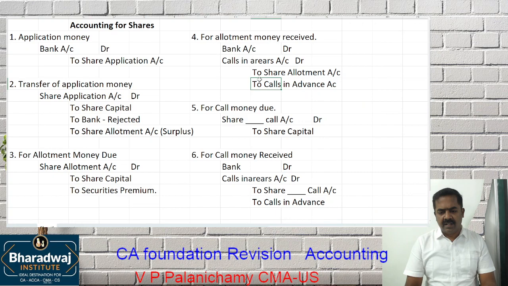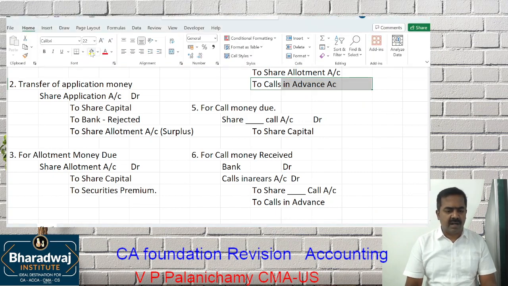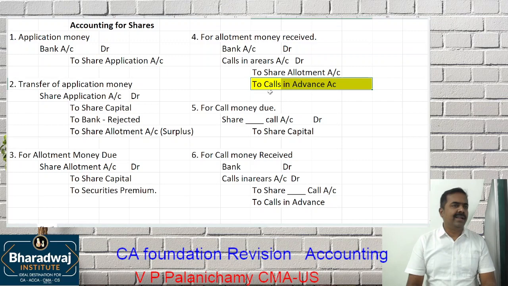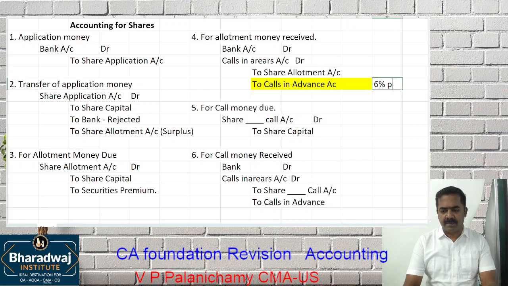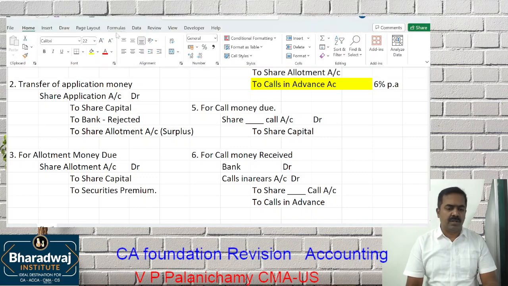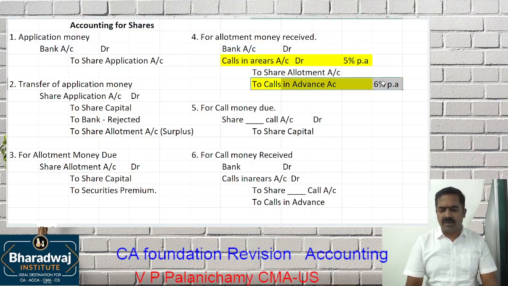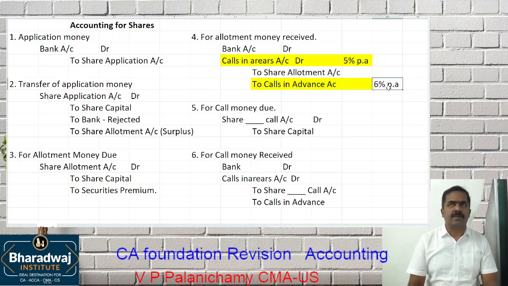Now, if you get calls in advance, it must be authorized by articles of association and interest has to be paid. What is the interest on calls in advance? Or the old provision. What is the updated one? Interest on calls in advance should be 6% per annum. Interest on calls in arrears should be 5% per annum, paid by the shareholder who is delaying the payment. For calls in advance, the company has to pay interest of 6% per annum.